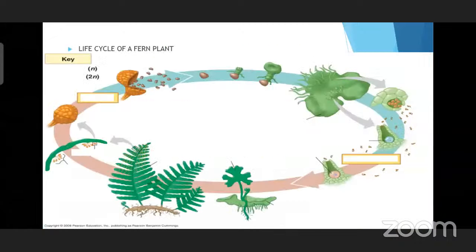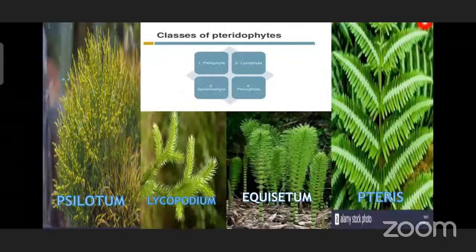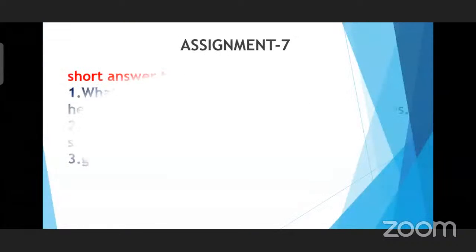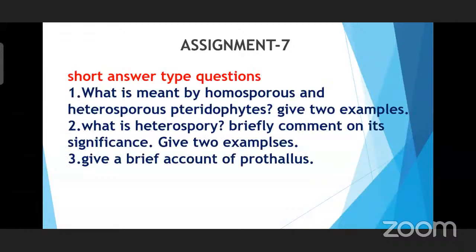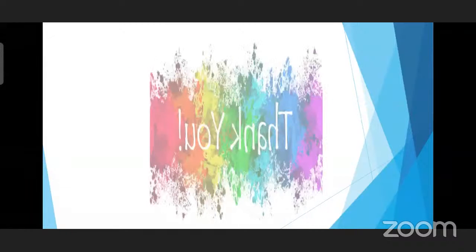So finally, this is the life cycle. If you see this life cycle, it will be clear cut, easy for you to remember forever. And these are the classes: Psilotum, Lycopodium, Equisetum, Pteris are the examples. Beautiful ornamental plants, you can see, make up the pteridophytes. And thank you. Thanks a lot for watching.